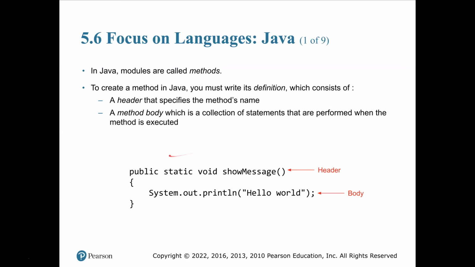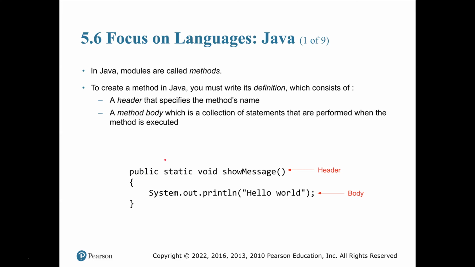Here's the definition of a method in Java. We see it looks very similar to the main. When we declare a main, we have public static void main. That's the definition of a method. This is the same thing, public static void show message. These terms, public static void, have meaning. So public is the scope of the method. Public means that any piece of code that can see this class is going to be able to use this method.